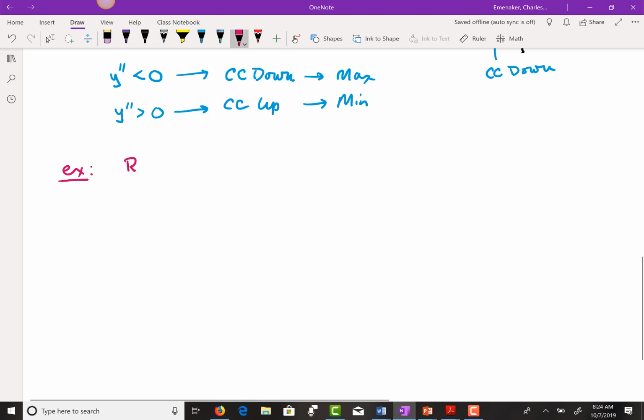Let's say you're given a revenue function, and this revenue function works out to be negative 50x squared plus 500x plus 30,000. Okay? This is revenue. Be careful. Do you want to maximize or minimize revenue?